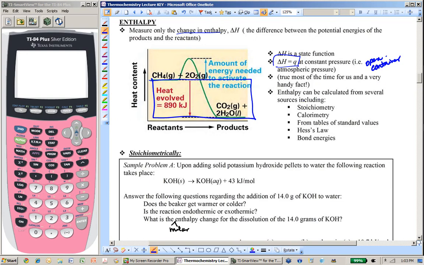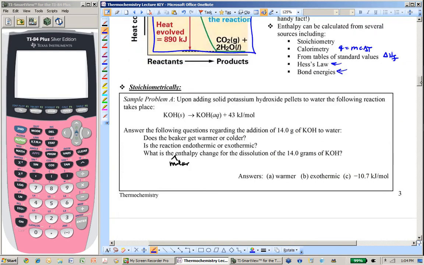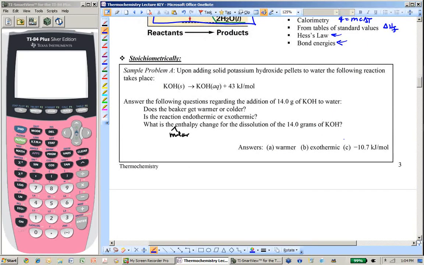fact to know. And the enthalpy can be calculated from several sources, including your good buddy stoichiometry, calorimetry, which I remind you is Q equals MC delta T, from tables of standard values that are usually given to you in heats of formation, from Hess's law, which we will do soon, and from bond energies, which we will also do soon. Here's the typo I was talking about.